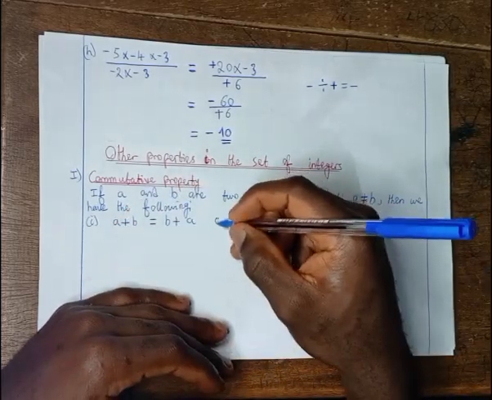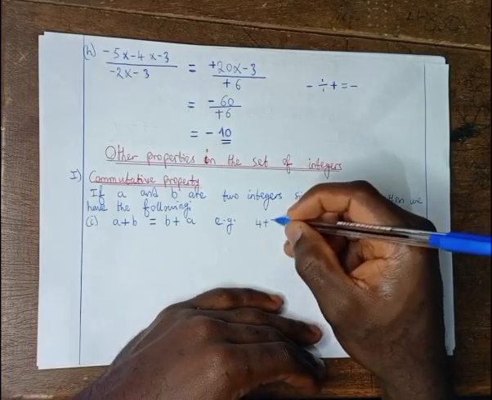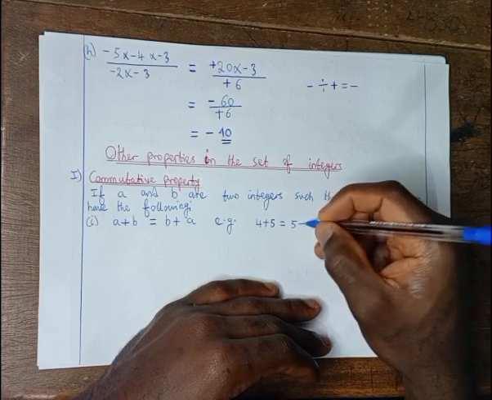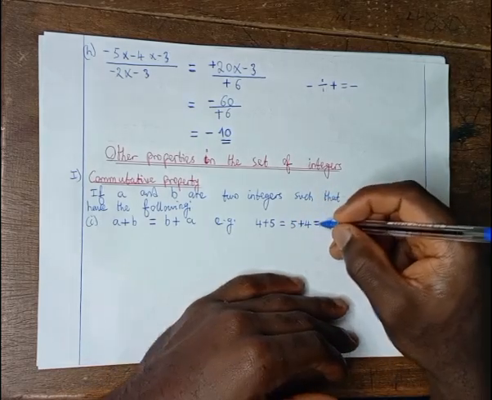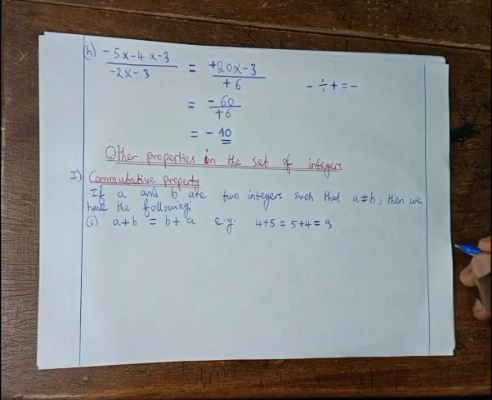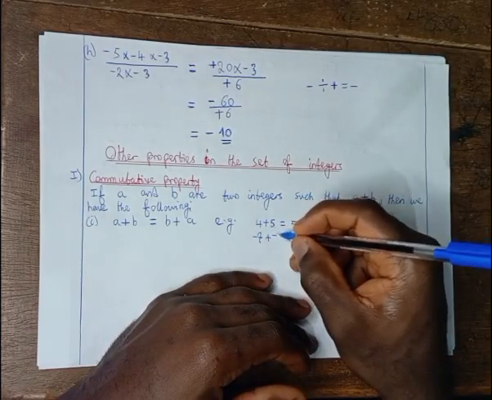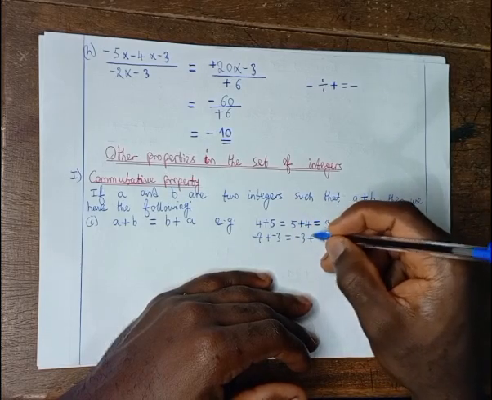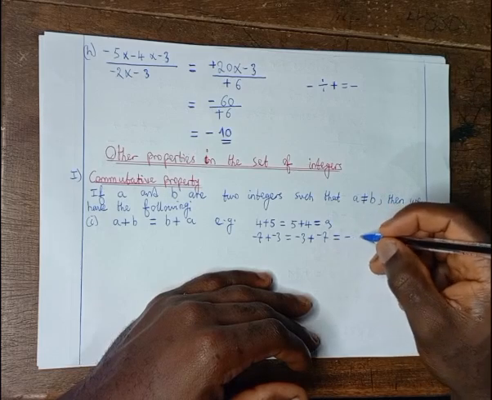Let's take an example. If you take 4 plus 5, 4 plus 5 is the same as 5 plus 4, of which the result is 9. If you take negative 7 plus negative 3, it is the same as negative 3 plus negative 7, of which the result is negative 10.